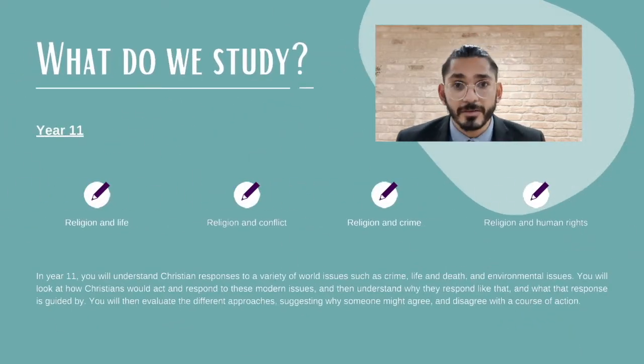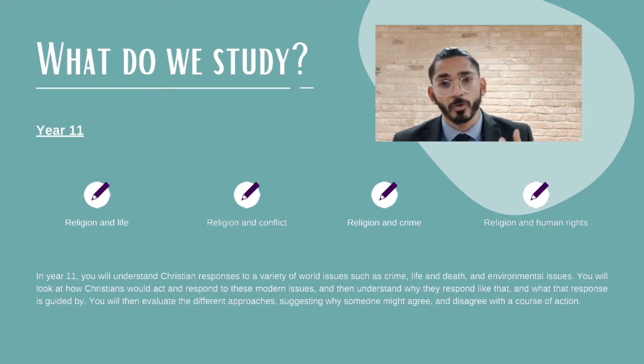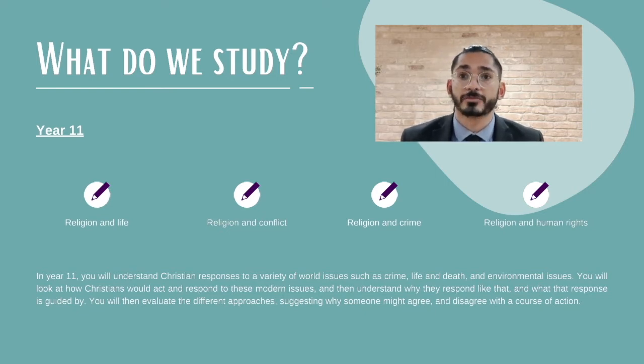Then we go into year 11, where we have a look at 4 different themes. We've got the first one, which is religion and life, which studies just life in general. Where do we come from? Is there a God, essentially, in that idea of creation? We have a look at the environment and animal abuse. We have a look at essentially what different people, be they religious or non-religious, also believe about the afterlife.